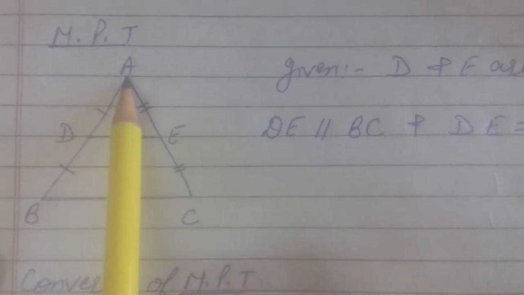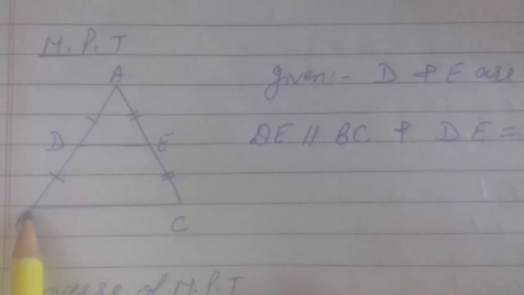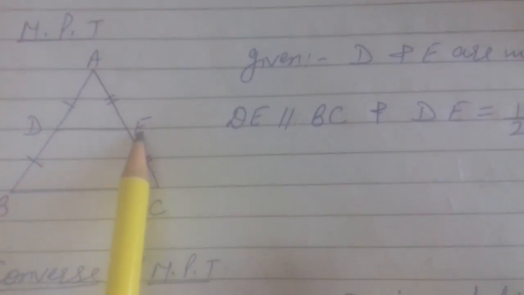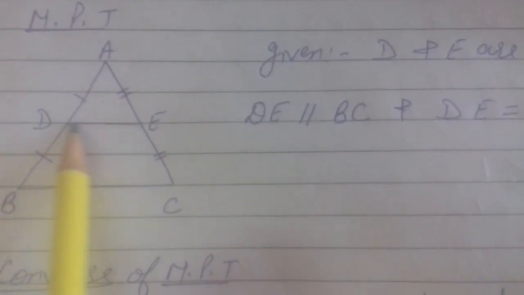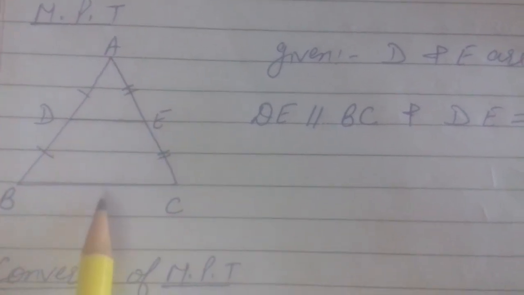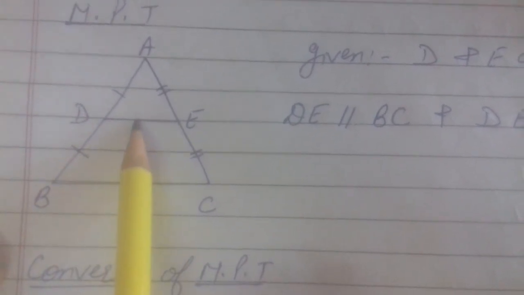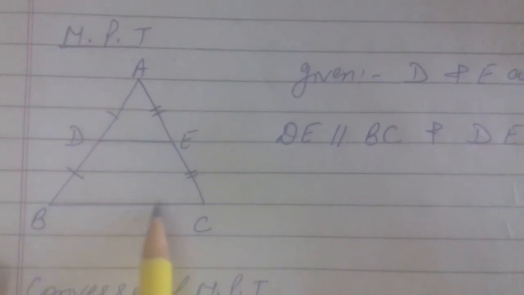You can see this is a triangle. D is the midpoint of side AB, E is the midpoint of side AC. So, D and E both are midpoints. The line joining the midpoints will be parallel to the third side. Clear? It will be parallel to the third side and the measure of DE will be half of BC.